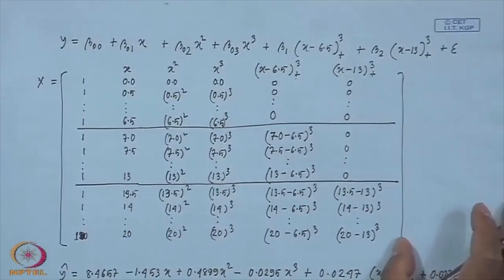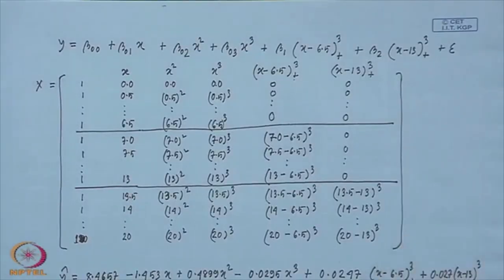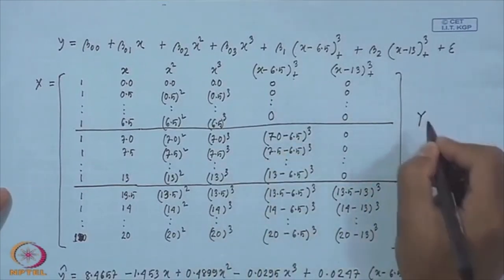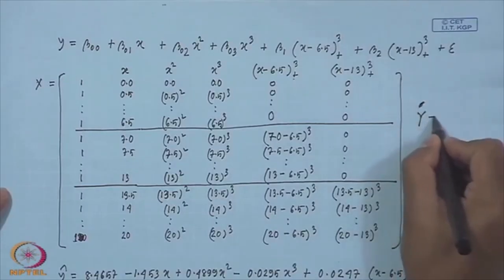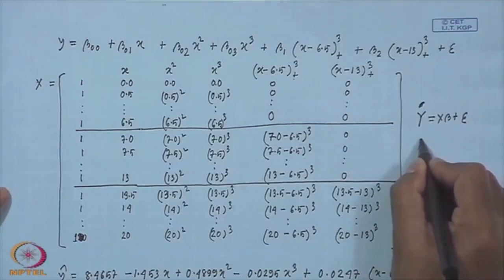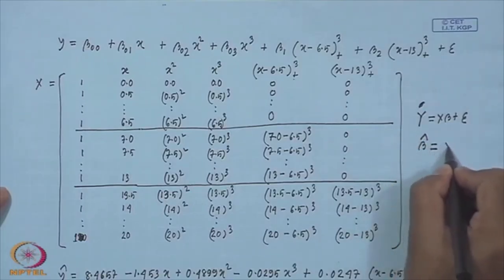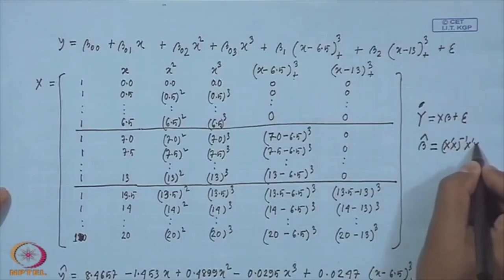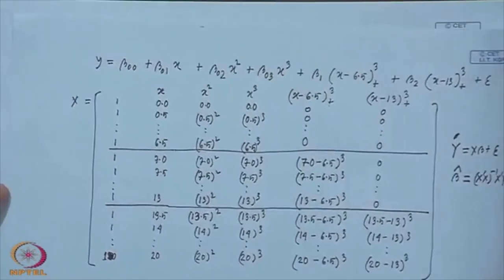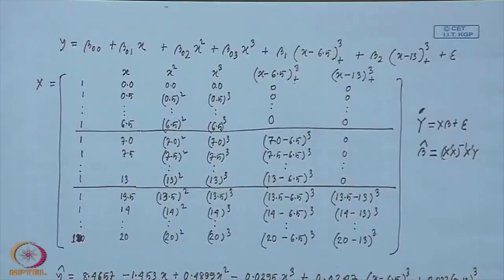I wanted to explain this coefficient matrix, and I hope it is not so difficult to understand. Once you have the x matrix, we can write it in matrix form, y equal to x beta plus epsilon, and you can estimate the regression coefficients beta as x prime x inverse x prime y. This is how you get all these estimates. Now we have the fitted model using cubic spline and two knots, 6.5 and 13.